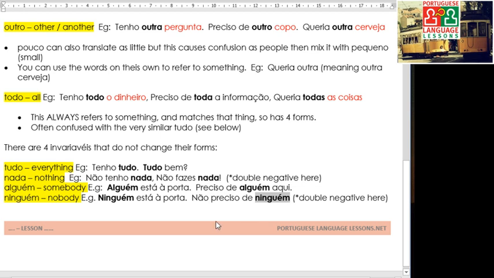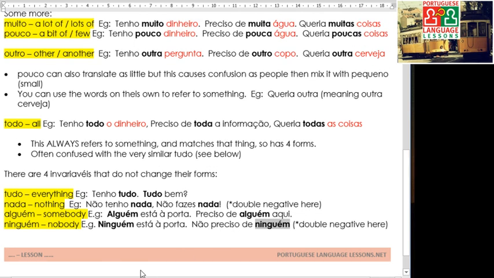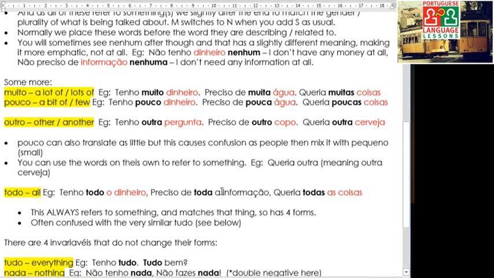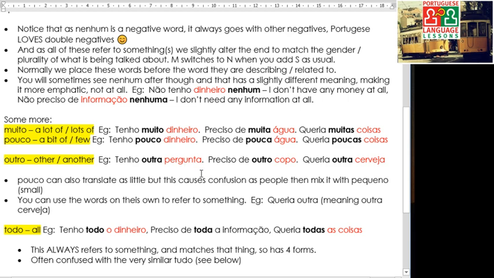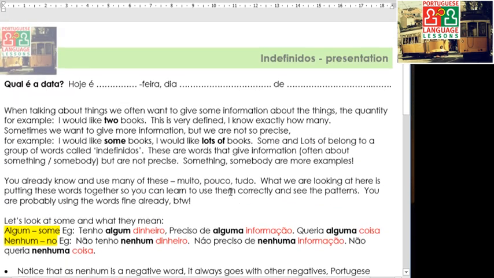Okay, so I hope that's helped you unpick the differences between some of these. I think todo, tudo is the one people struggle with the most. The rest of it is fairly logical and very similar to English. And these are our indefinidos.